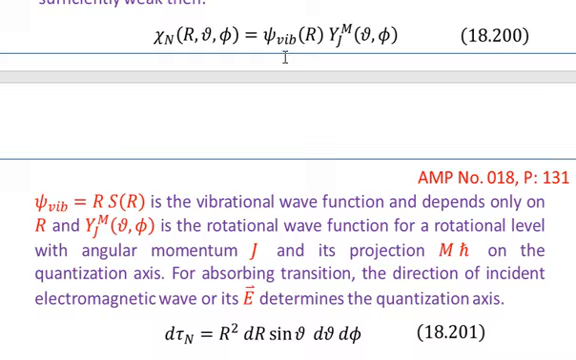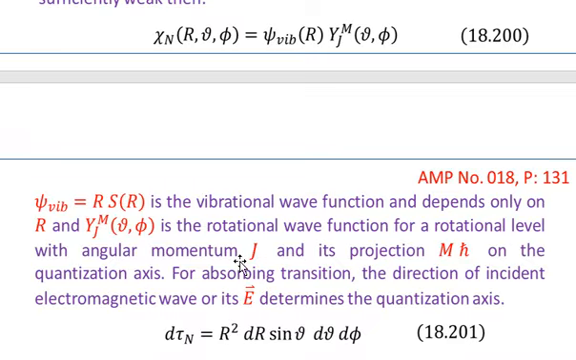Now you see that the vibrational wave function, which we have written in one of our previous lectures, ψ vibrational is equal to r into s of r, is the vibrational wave function, and it depends only on the value of capital R. And capital Y_JM, as a function of theta and phi, is the rotational wave function for a rotational level with the quantum number J.